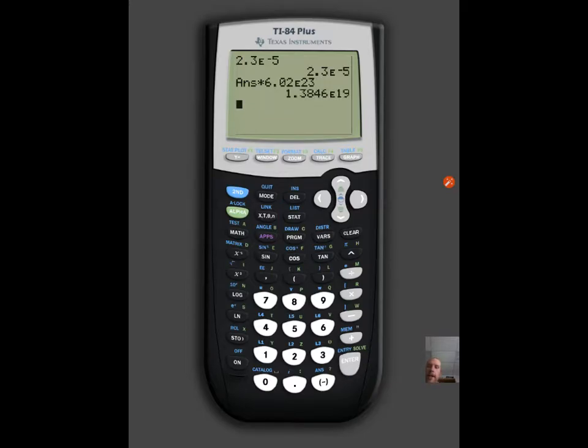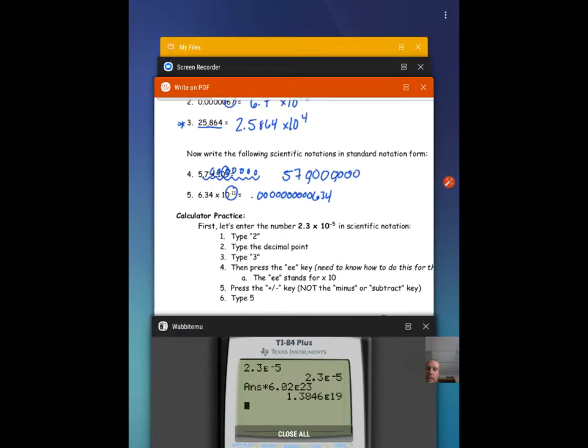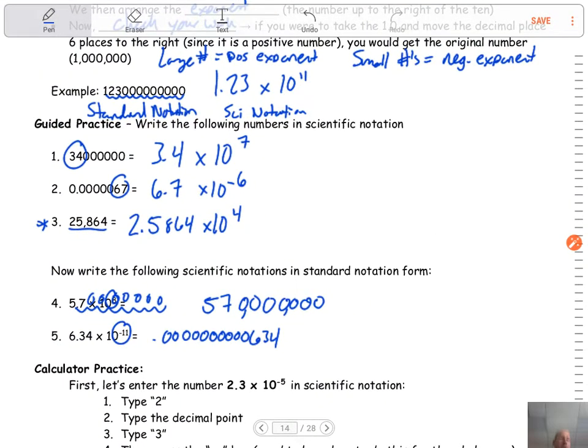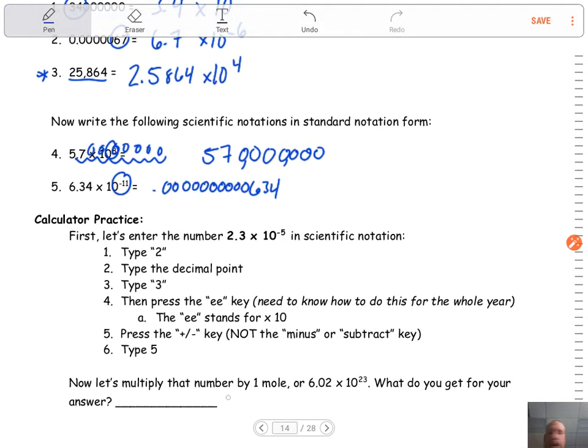So when we hit enter, it told the calculator that, hey, we have scientific notation. We're going to multiply these numbers together, and then we're going to report our final answer. So I'm going to go back to my notes, and I'm going to jot that down as well. Our final answer here would be 1.38 times 10 to the 19th. Okay, I'll talk about why I rounded that in the upcoming videos. All right, so that should have been a quick review of scientific notation.